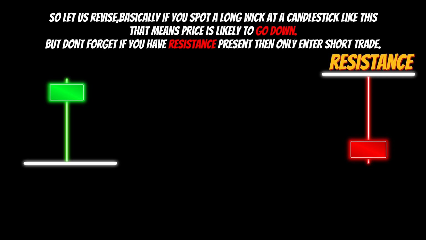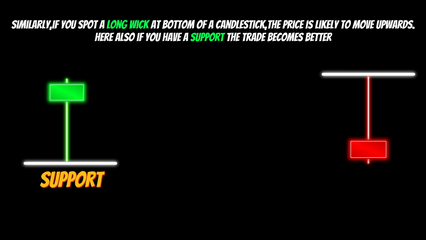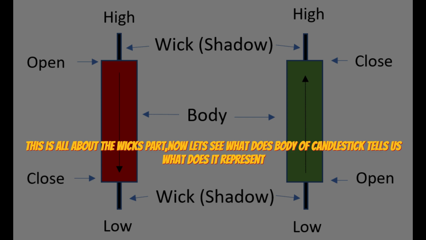So let us revise. Basically, if you spot a long wick at the top of a candlestick like this, that means price is likely to go down. But don't forget, if you have resistance present, then only enter short trade. Similarly, if you spot a long wick at bottom of a candlestick, the price is likely to move upwards. Here also, if you have a support, the trade becomes better. This is all about the wicks part.